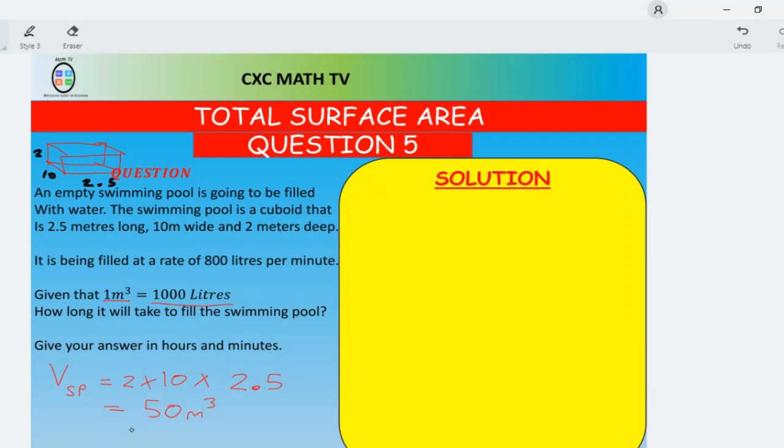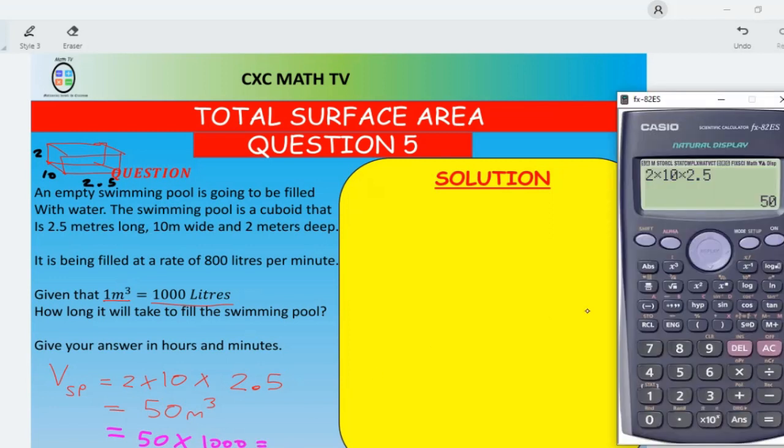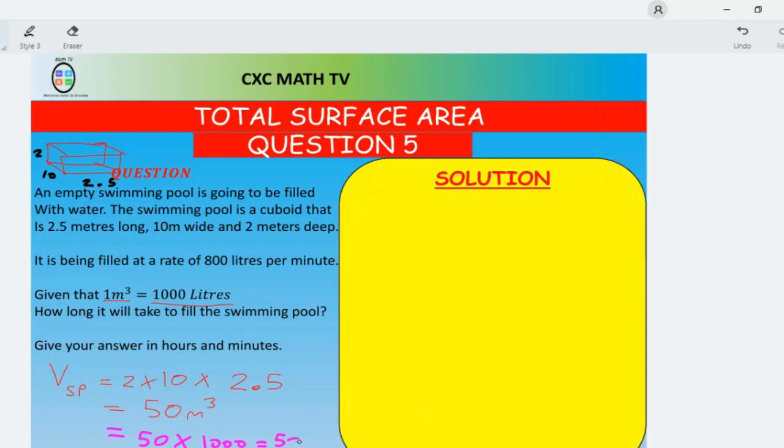So we have the volume in meters cubed, but we need to convert it to liters. Remember, 1 meter cubed is 1,000 liters, so 50 meters cubed is 50 times 1,000. This gives us 50,000 liters. Now that we have 50,000 liters, remember they told us that 800 liters is filled every 1 minute. So how many minutes will it take to fill 50,000 liters?